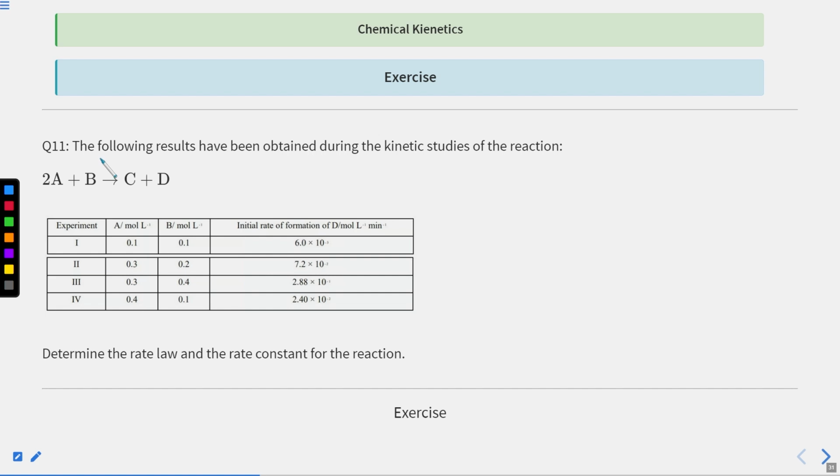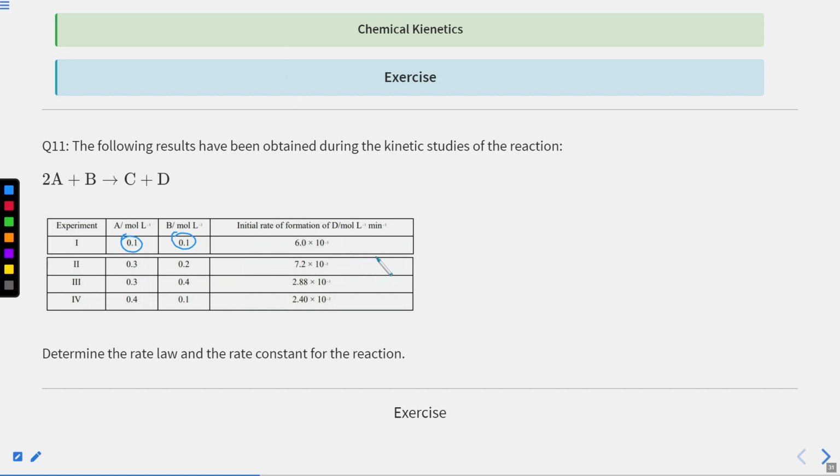Question 11 says that the following results have been obtained during the kinetic study of the reaction. We are given 4 sets of experiment, and for each of these we are given the initial rate of reaction and the concentration at that point. What we have to do is determine the rate law and the rate constant for the reaction.